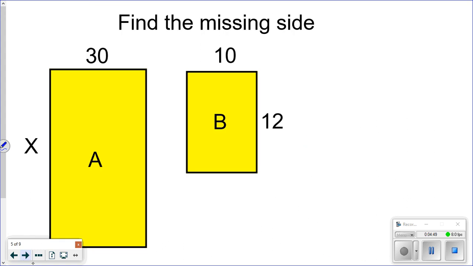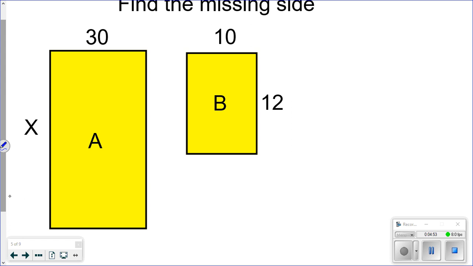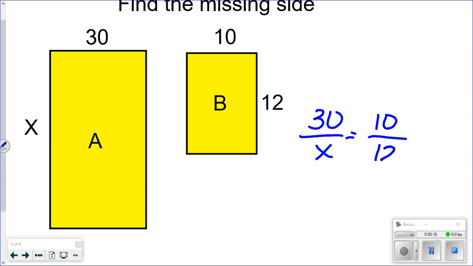Okay, so here's another one, and this one, instead of seeing if it's in proportion, is finding the missing side. So again, I'm going to set up a proportion. The easiest thing to do is look at your first shape and set those numbers up in a proportion. So I have 30, this is my first shape, over x. Okay, so now I'm going to set up my other side. What number on shape B corresponds with 30? And it's 10. And 12 corresponds with the x. So this is how it would look.